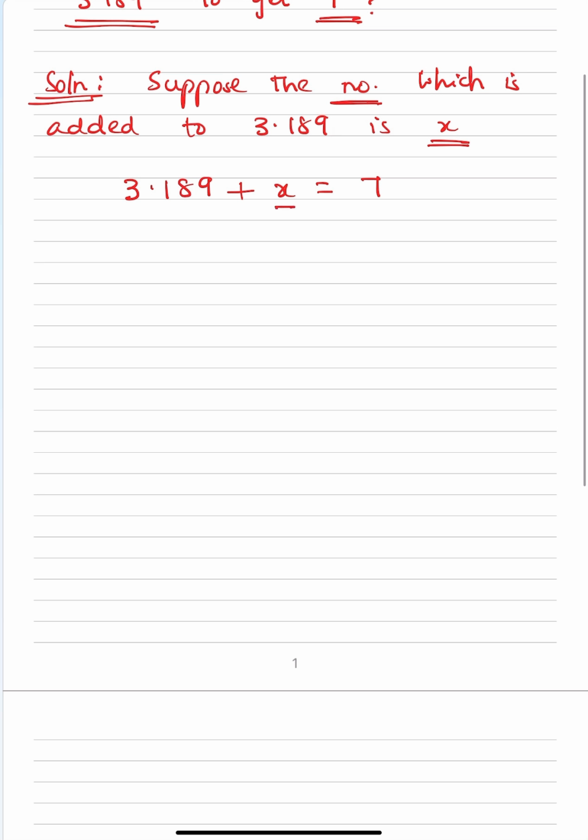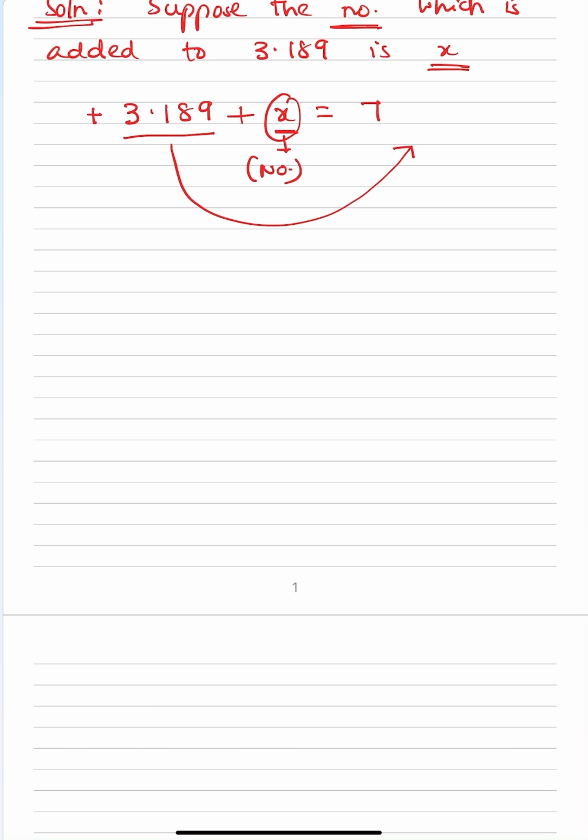Now we need to find this number. Okay, here x is nothing but a number which we are finding. So what will we do? We can take this 3.189 on the other side of the equal to sign. Because this is a positive number, it will become minus. That is, it will become negative after going on the other side. So we can write x equal to 7 minus 3.189. Now how will we subtract this?